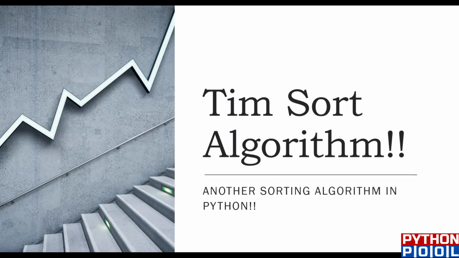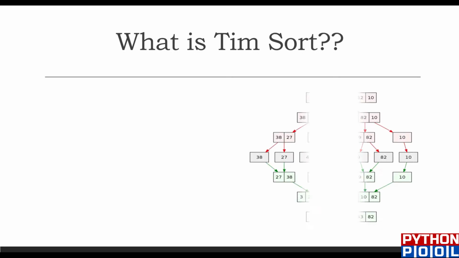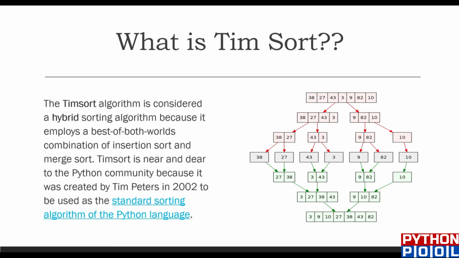In this video, we're going to see the Tim-sort algorithm. It is known as the fastest algorithm in Python. Now the question arises: what is Tim-sort and how does it work? The Tim-sort algorithm is considered a hybrid sorting algorithm because it employs the best of both worlds, a combination of insertion sort and merge sort.